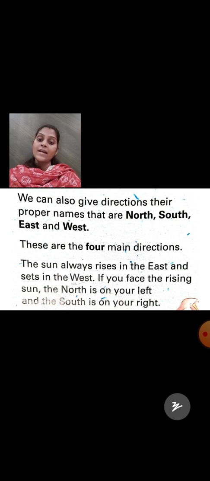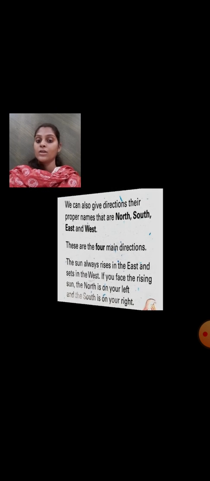Your left hand side will be north and your right hand side is south. In front it is east. On your back it is west. On your left hand side it is north and your right hand side is south. This was a very small chapter, kids.